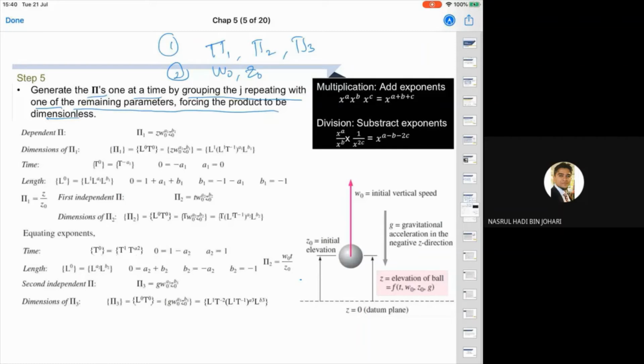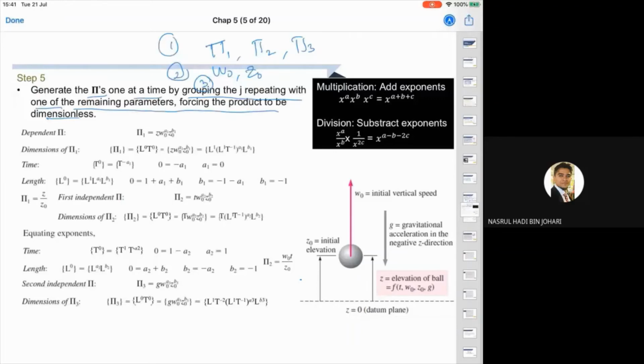Number 3, apa lagi yang tinggal? Number 3, kita ada parameters yang kita tak involve, which is the parameters that will be the function of WO and ZO. Apa dia? Kita ada G, kita ada T. Right. Okay. How about Z? Z as well. So having these three, then kita boleh mulakan analisis kita based on the specific pi.